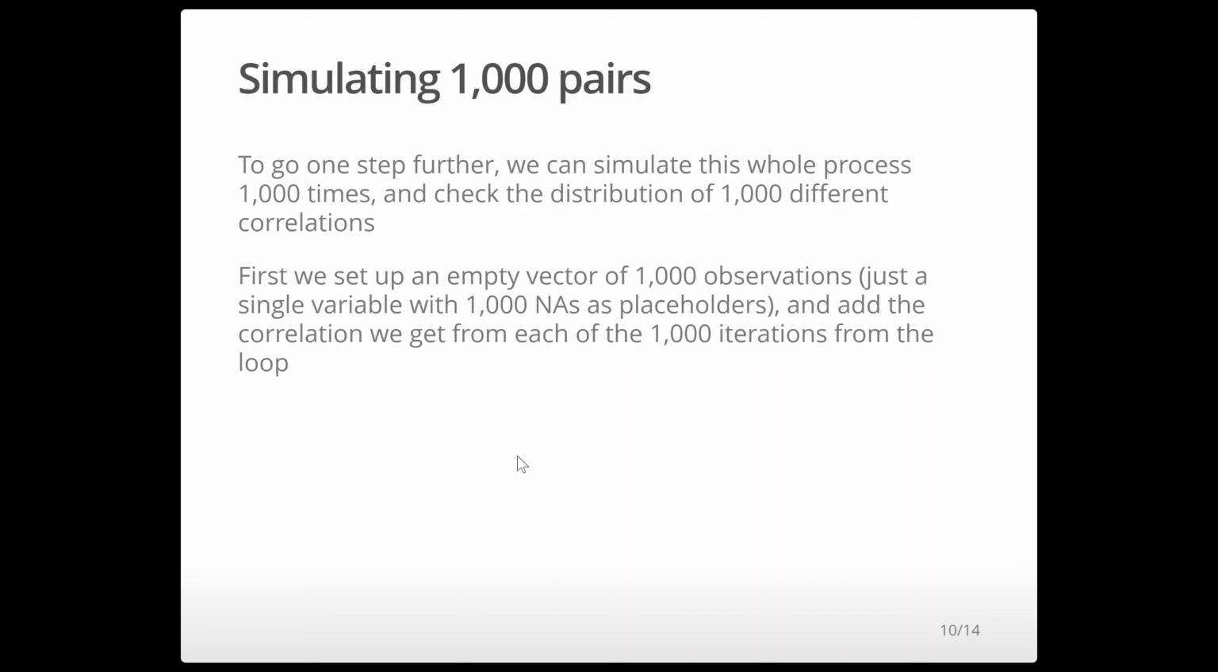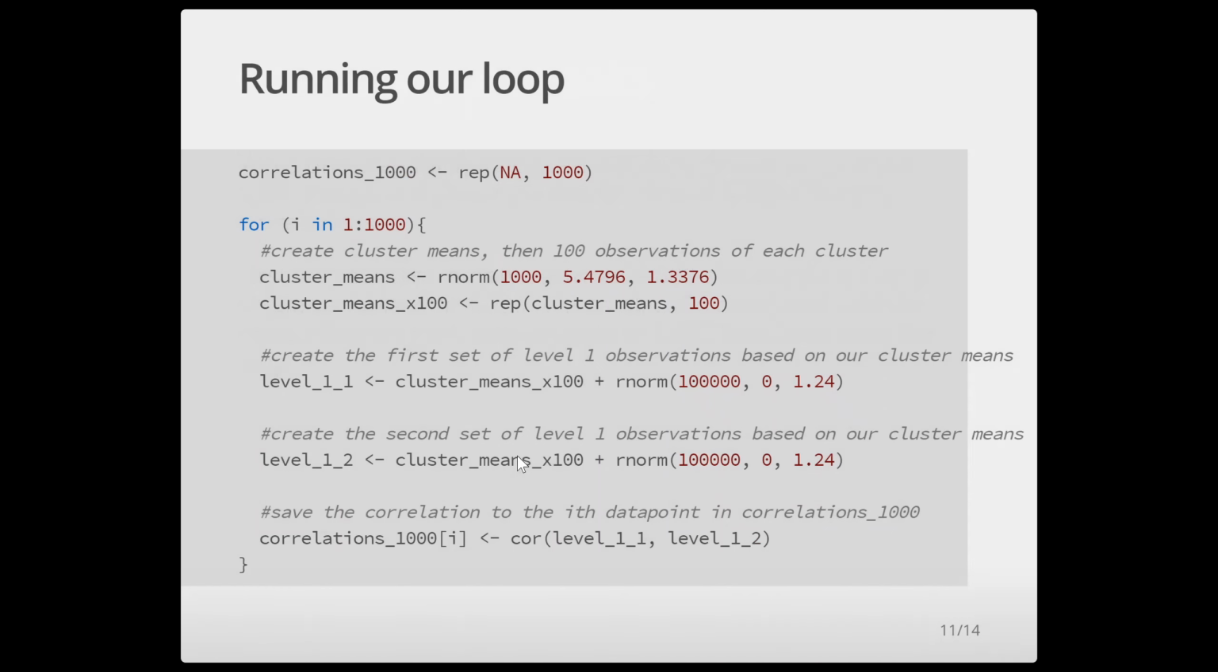And then as we go through the loop, each time we repeat this process that we just went through, I'm going to overwrite one of these NAs with a correlation. So let's take a look at how this looks. First, I create my completely empty variable, so it's just 1,000 NAs. And then I'm going to start my loop, and in this case, it's a for loop.